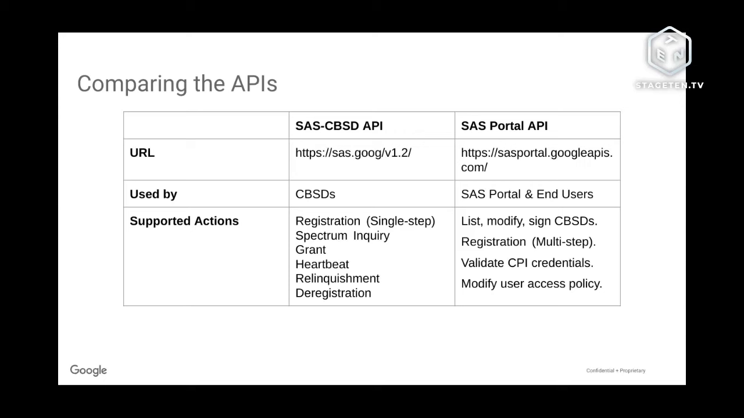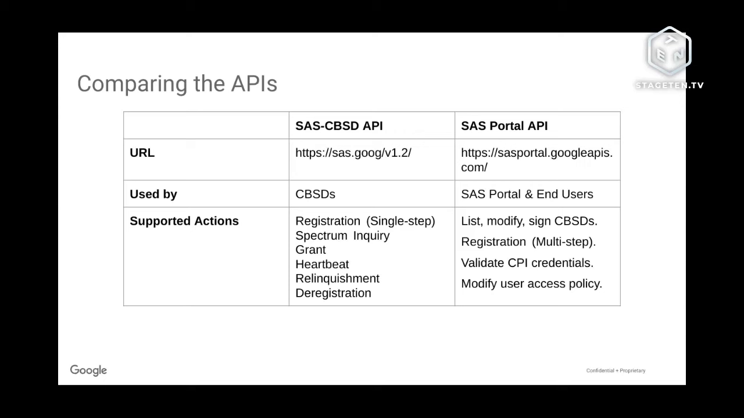But at a high level, the most common supported actions from the SAS Portal API are that you can list, modify, and assign one or many of your CBSDs. Right? So whereas the SAS-CBSD API is used by a single CBSD or by a domain proxy to request access to spectrum, the SAS Portal API is used as an overview of, okay, here is the state of my deployments. And you can get information about your deployments without having to log on to the SAS Portal.